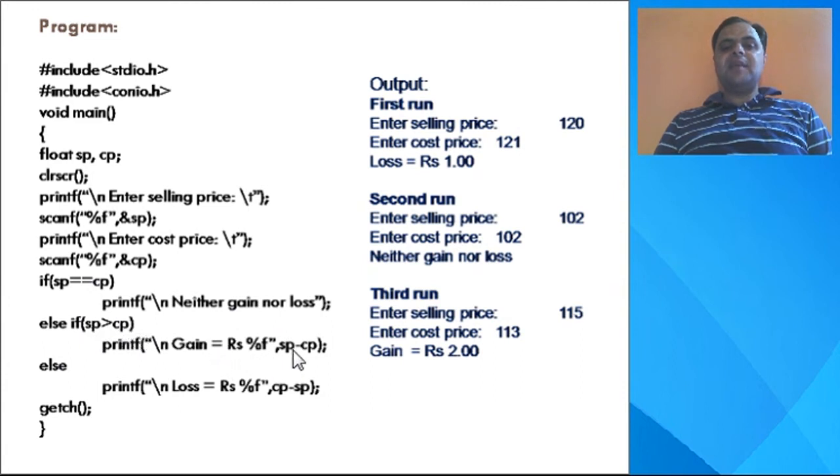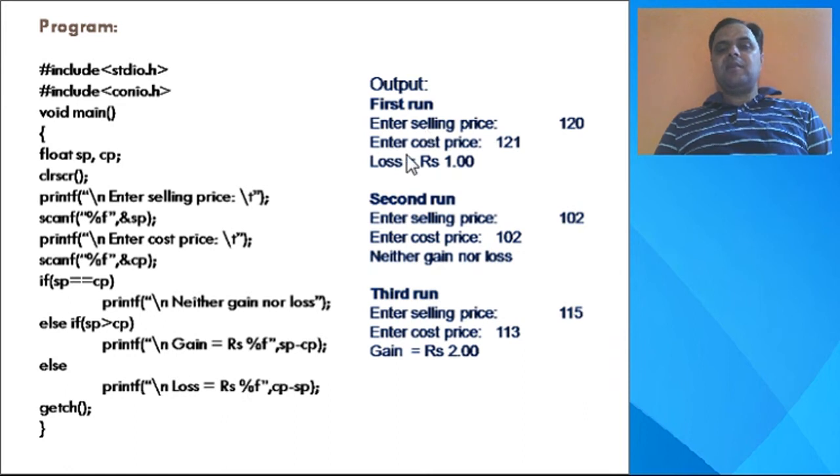And what is the gain? Selling price minus cost price. So this will be printed. Selling price minus cost price will be printed. Else means, if no gain, no loss, then only loss. So loss is cost price minus selling price. Cost price minus selling price will get printed here.